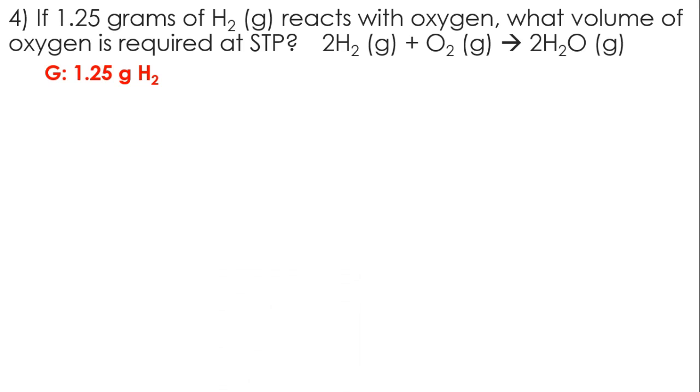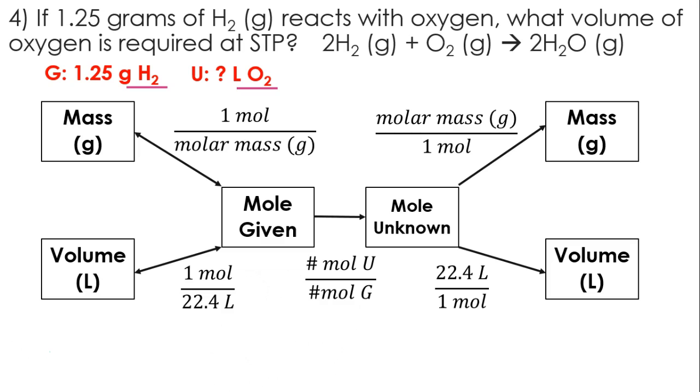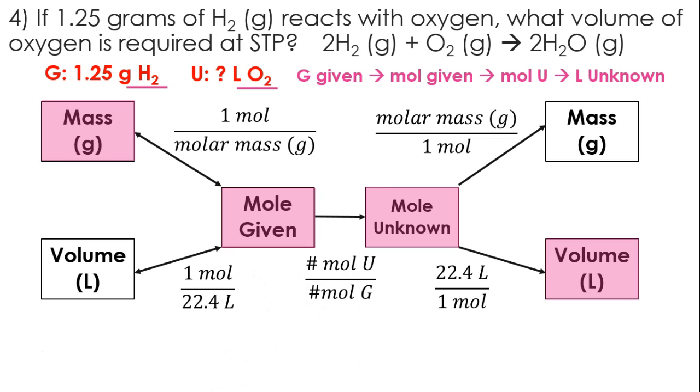So here it is. Our given is 1.25 grams of hydrogen. Our unknown is liters of oxygen. So here we go again. Hydrogen is changing this time into oxygen. Here's that map. We're starting at grams of the given, and we're headed all the way across this time because the substance has changed. We're on liters now of the unknown. That means I'm going to have to go all the way through these steps, which means we would have grams of given to moles of given to moles of unknown to liters of unknown.